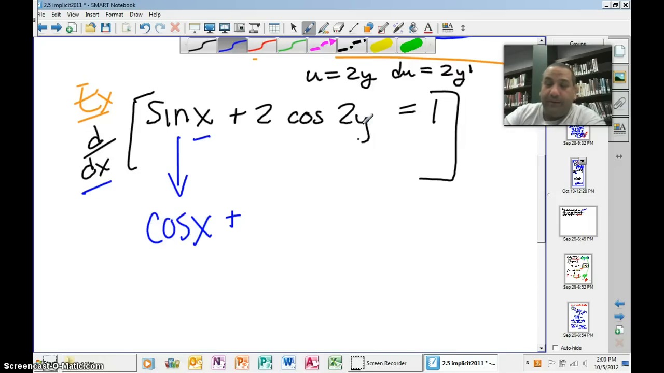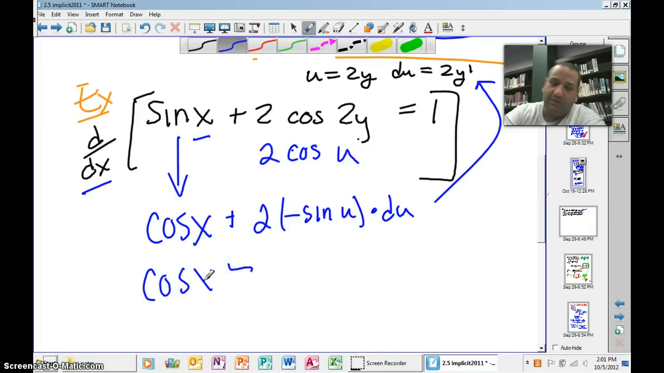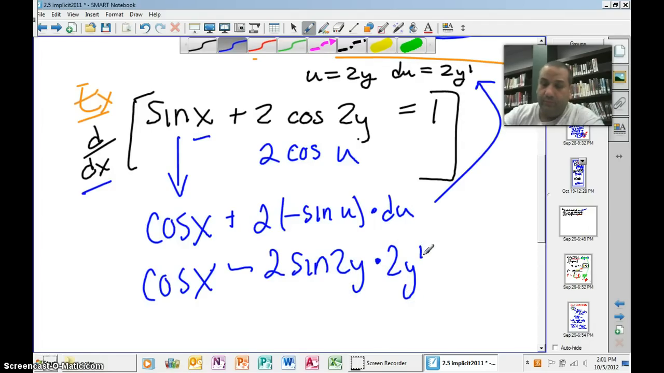So 2 cosine 2y. If I let this equal u, now I'm going to be doing 2 cosine of u. Remember, if I take the derivative with respect to u, the chain rule says I have to multiply by du. So it's 2 times negative sine u times du. du is that. So we get cosine x minus 2 sine of 2y times 2y prime equals 1.